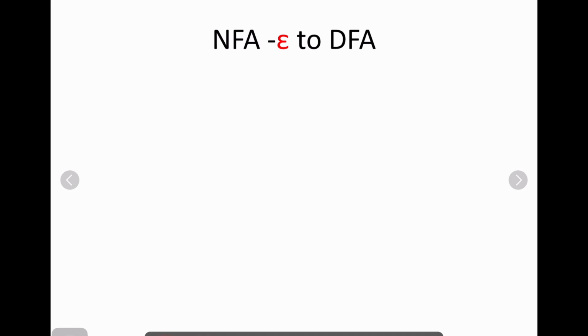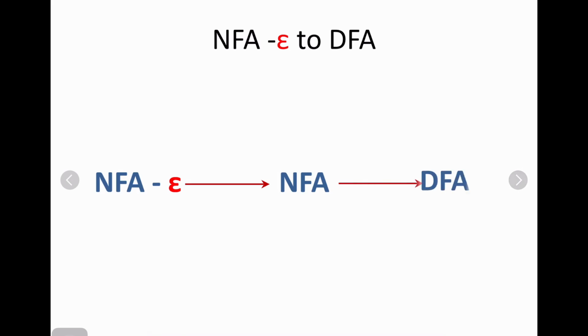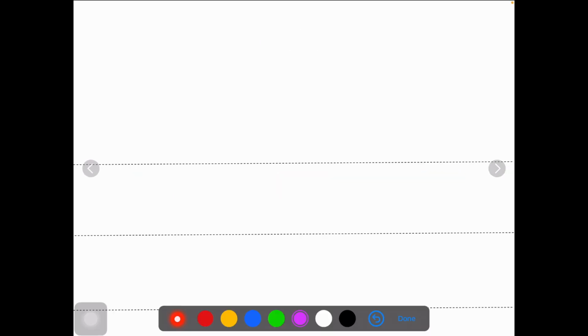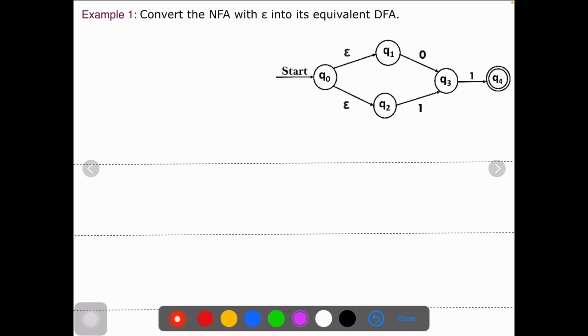How do you eliminate the epsilon? By using epsilon closure. So epsilon NFA to NFA, NFA to DFA. This is a cycle, you can convert it all. Right, we'll take an example. I'll take this example, which I have to convert.